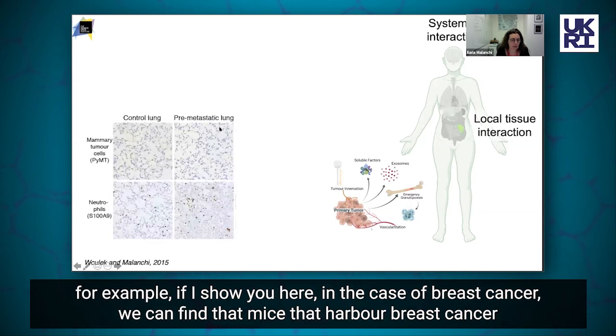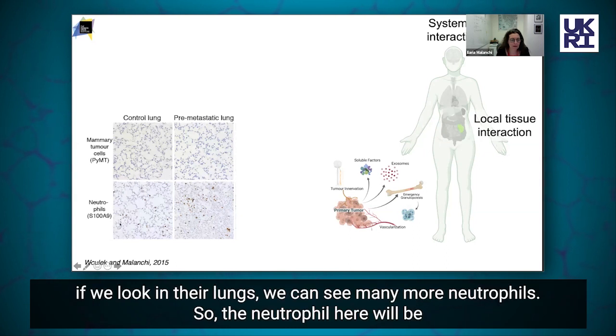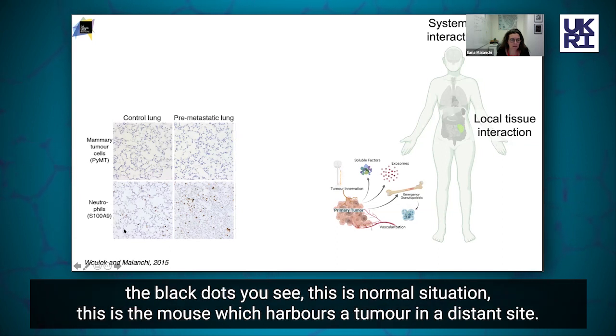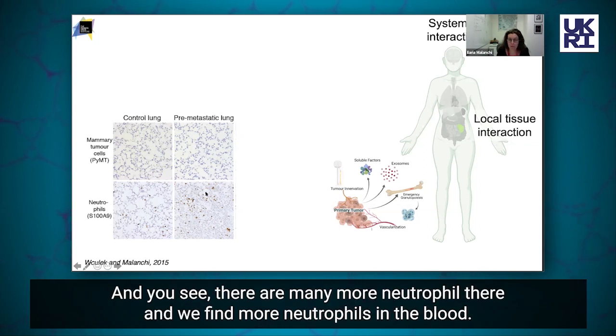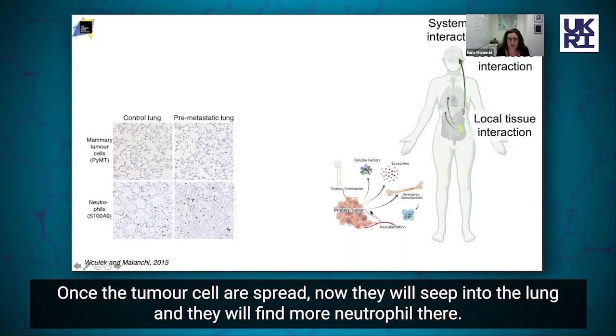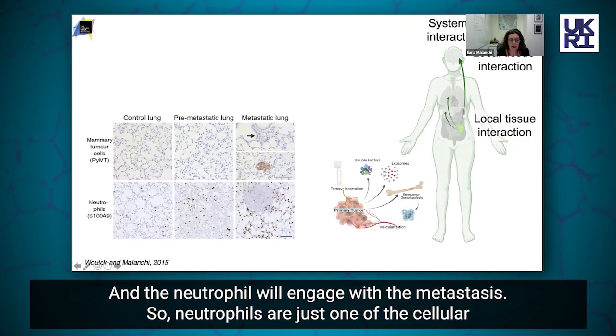And this, for example, if I show you here, in the case of breast cancer, we can find that mice that harbor breast cancer, which is still not metastatic, so it's very small, if we look in their lung, we can see many more neutrophils. So the neutrophils here would be the black dots that you see. This is a normal situation. This is a mouse which harbors a tumor in a distant site. And you see there are many more neutrophils there, and we find more neutrophils also in the blood. Once the tumor cells have spread, they will seed into the lung and they'll find more neutrophils there. And the neutrophils will engage with the metastasis.